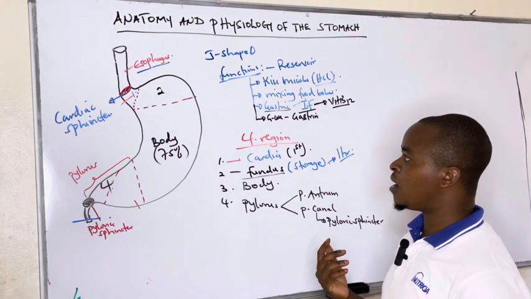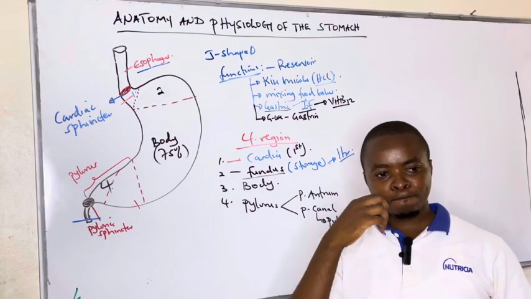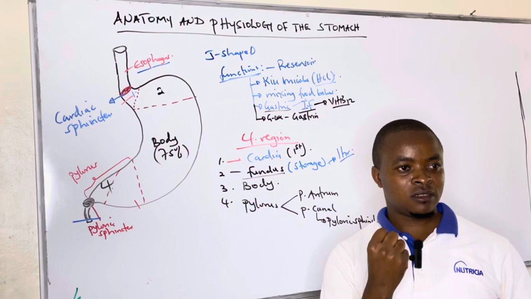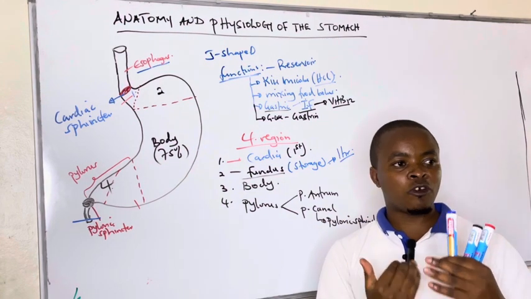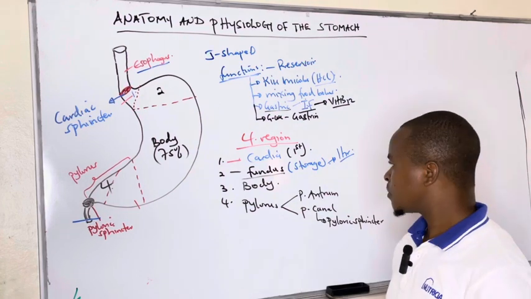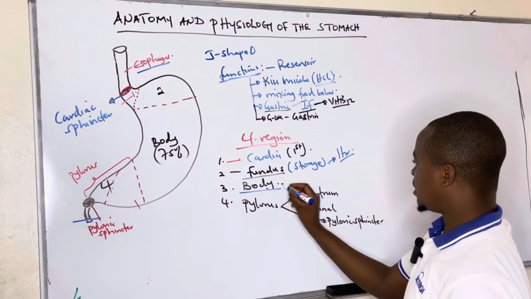Then after 1 hour, we see the mixing wave coming in, triggering the production of gastric juice, which mixes with the food bolus to form what we call chyme. So we see the mixing is done in the body.